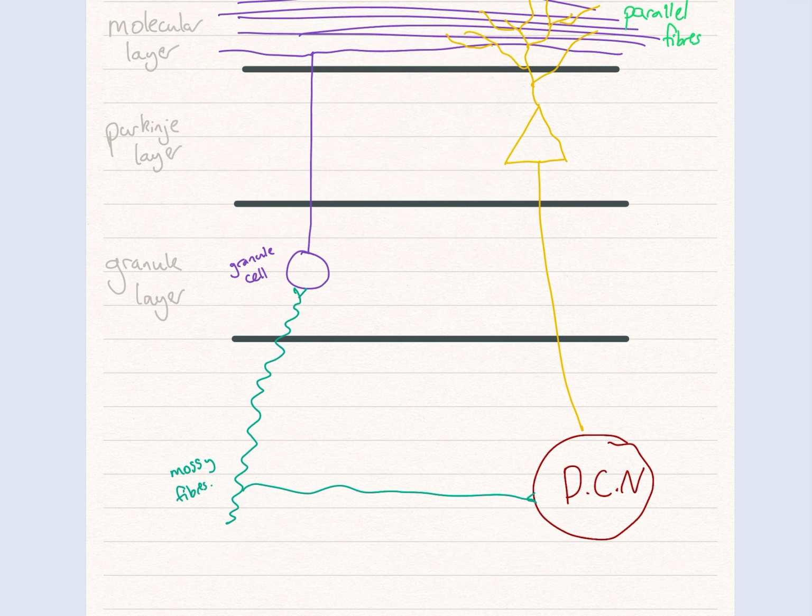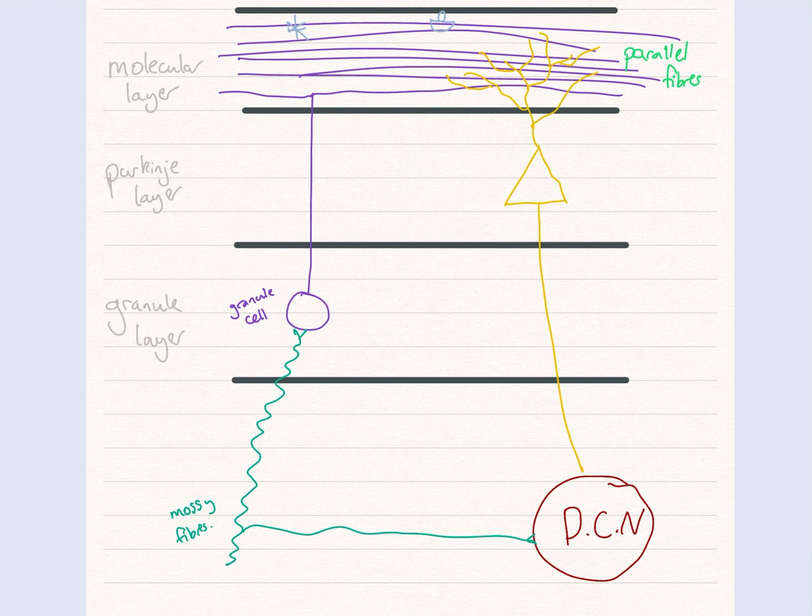The next one is climbing fibres. The way that they work is it just goes straight up to the Purkinje cell, wraps around, and then the Purkinje cell kind of does its thing, and then back out to the DCN. So hopefully that makes sense for climbing fibres versus mossy fibres.